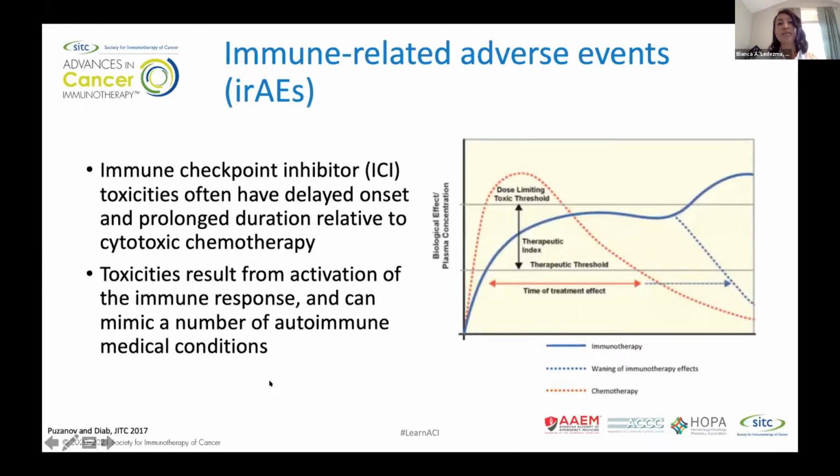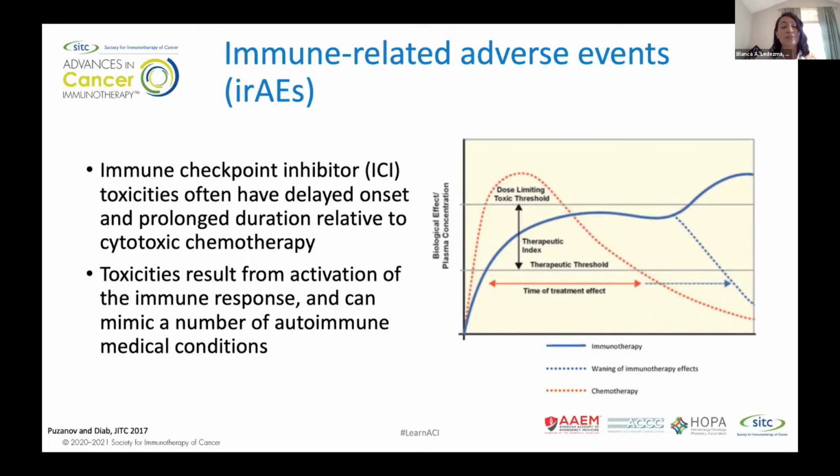So with immune checkpoint inhibitors, we have these immune-mediated adverse events, and they can happen early, but we can have delayed onset and prolonged duration of these IRAEs. And it's quite relative to the chemotherapy, as we see here with this graph, that we can have the early onset with the blue line and these prolonged IRAEs, and then we see the blue dotted line showing the waning of the immunotherapy effects. We see the blue arrow showing us the duration of the treatment effect, and then we see the red, again, relative to the chemotherapy.